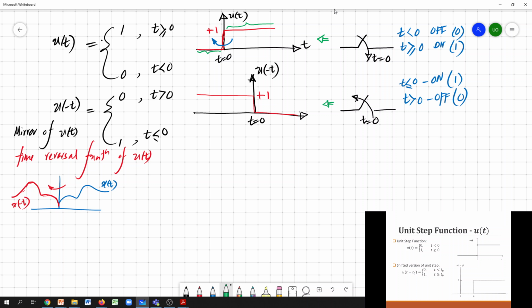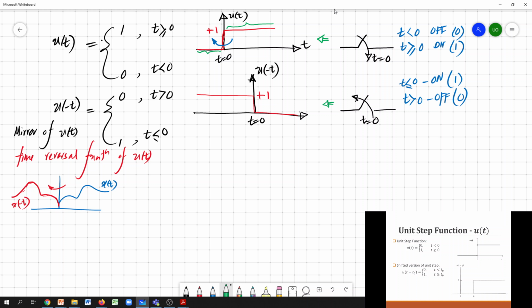Depending on the switching point, for this example we selected our switching point as t equals 0, but it may not necessarily be at t equals 0. You can switch at t equals 1, t equals 2, and so on. So depending on the situation, this unit step function may be shifted to the right hand side or left hand side, and then you get the shifted version.